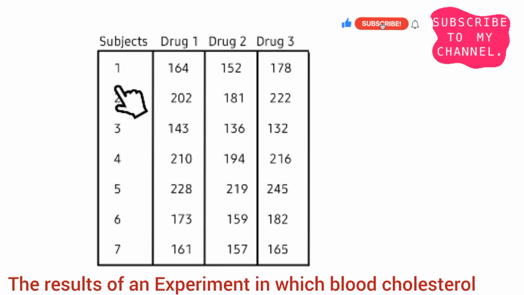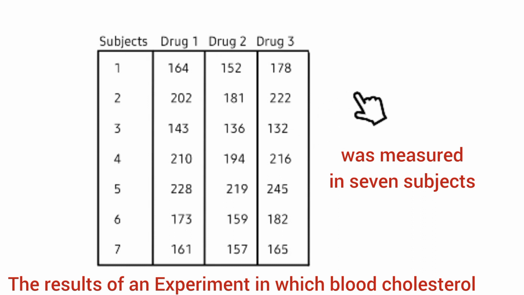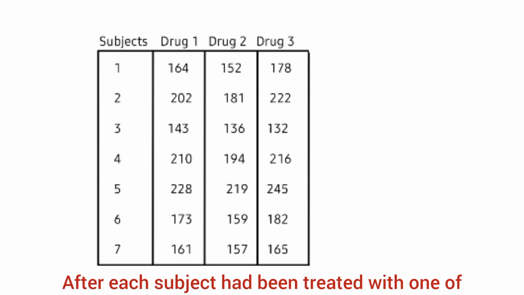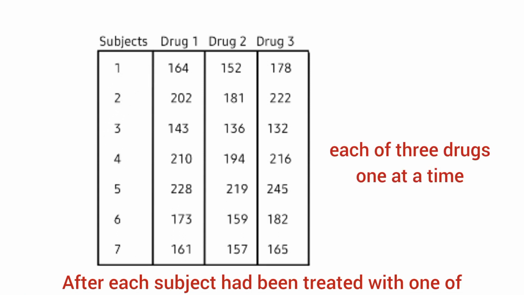This table shows the results of an experiment in which blood cholesterol was measured in 7 subjects, 1, 2, 3, 4, 5, 6, 7, after each subject had been treated with one of each of 3 drugs, drug 1, 2, 3, one at a time.